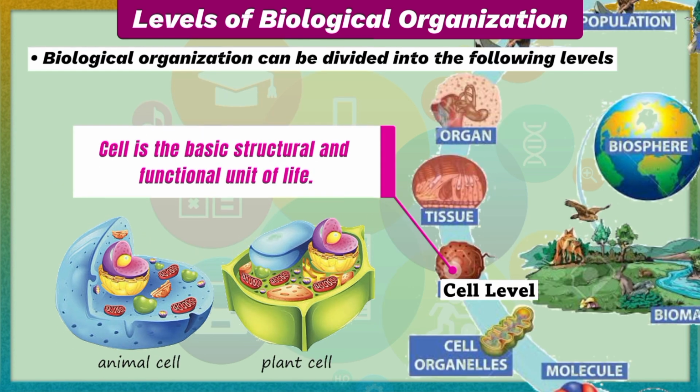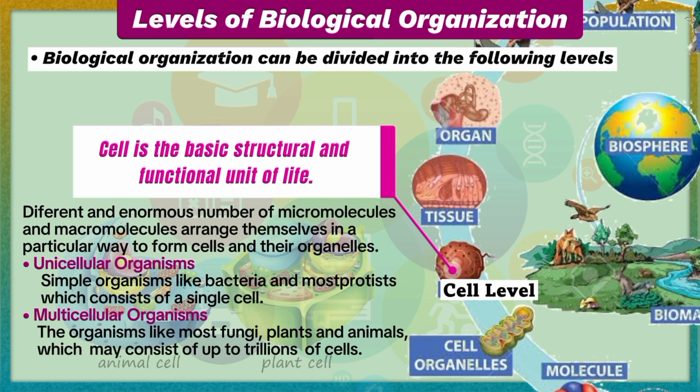Cell level. Cell is the basic structural and functional unit of life. Different and enormous number of micromolecules and macromolecules arrange themselves in a particular way to form cells and their organelles. In case of simple organisms like bacteria and most protists, the entire organism consists of a single cell. In most fungi, plants, and animals, the organism may consist of up to trillions of cells.